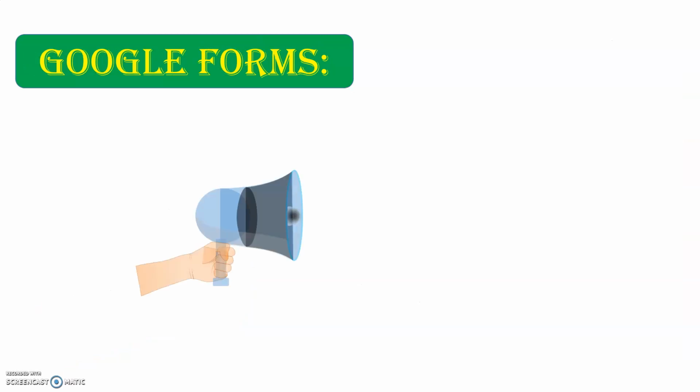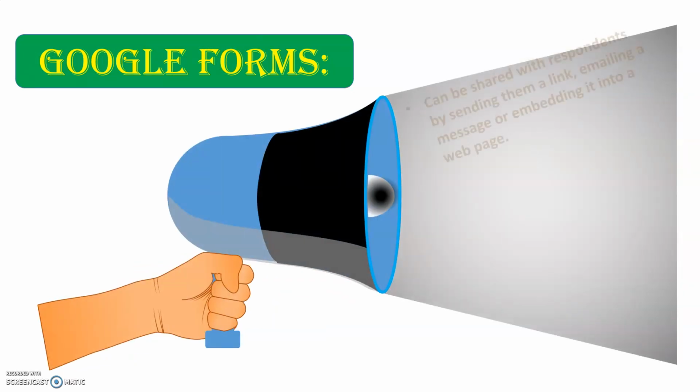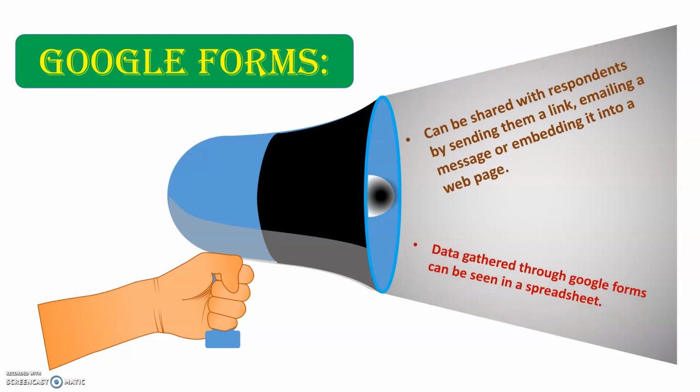Now the next question is, if you have prepared a Google form, how will it reach your respondents? The solution is that once you have prepared your Google form, you will get a link for sharing. You can send that link via email to your respondents, or through WhatsApp or Telegram or by any other mode. Or you can directly send it by email without sending a link, or you can also embed that Google form on your web page.